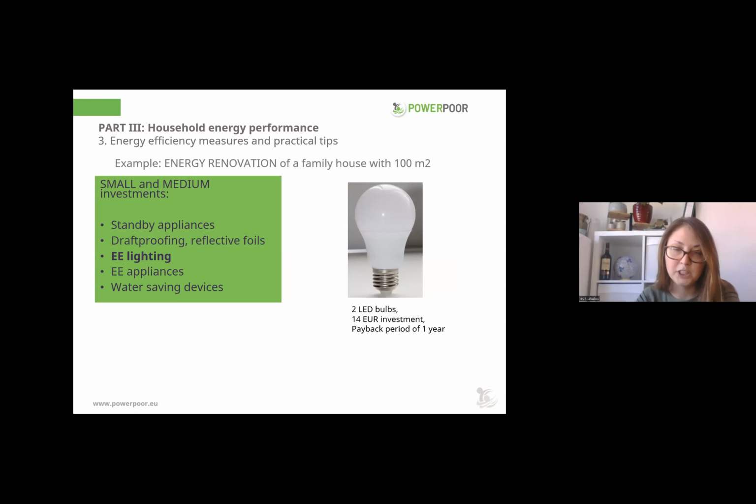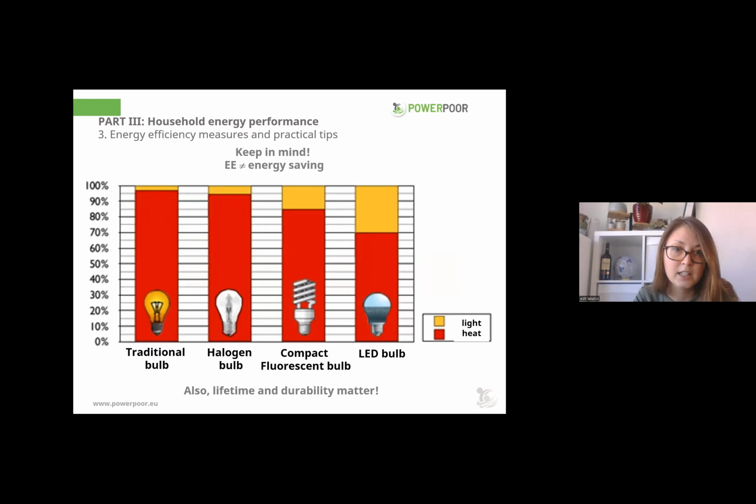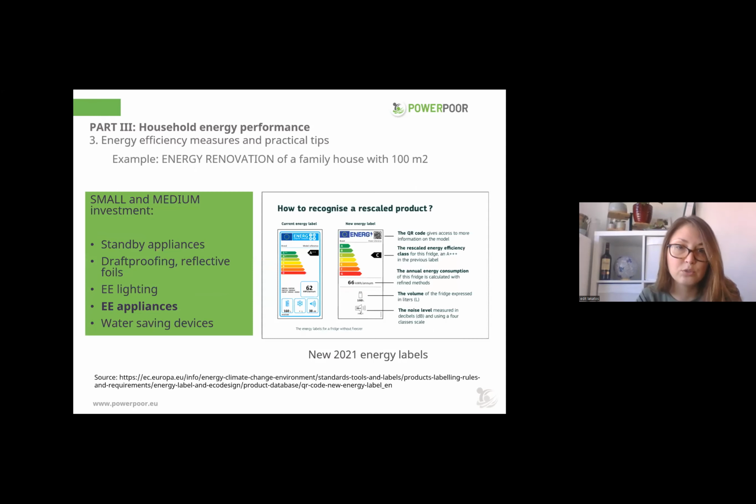The other tip could be to change your bulbs. As the little icon shows, if you buy 2 LED bulbs of €14, you will save an amazing amount of energy that you can actually see here. So you see the difference between the traditional bulb.